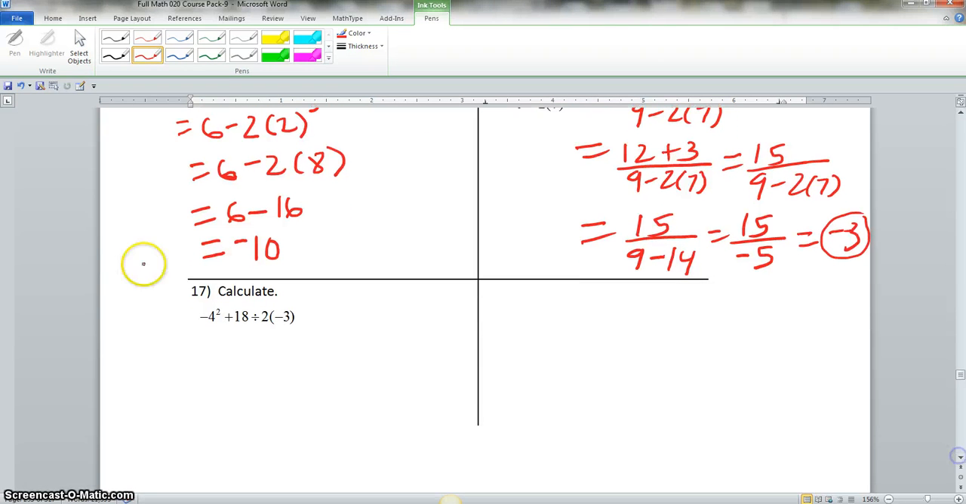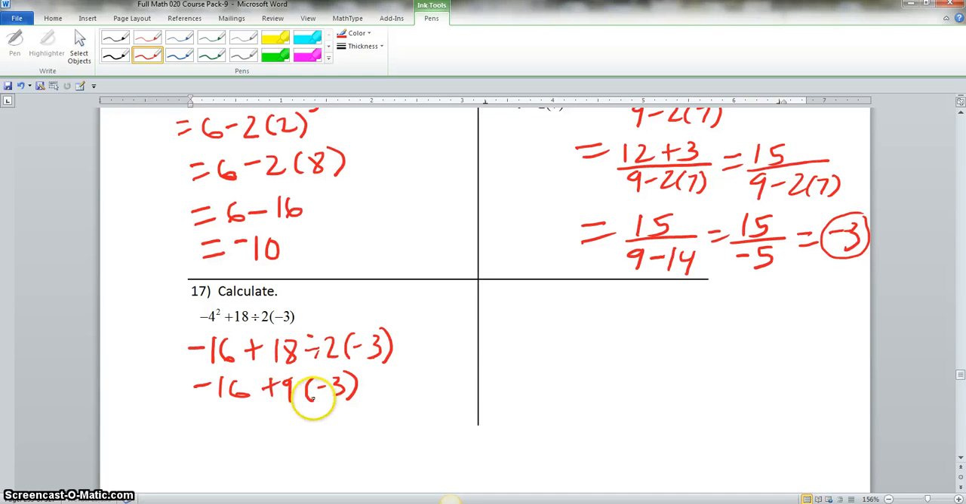Now we come down here to problem 17. Now we have the exponent, addition, division, and multiplication. We know we do the exponent first. Now remember, only this 4 is squared, not the negative. So 4 squared is 16, but we have to write the negative in front of it. So it's negative 16 plus 18 divided by 2 times negative 3. Now we have addition, division, and multiplication. We do the division. 18 divided by 2 is 9.